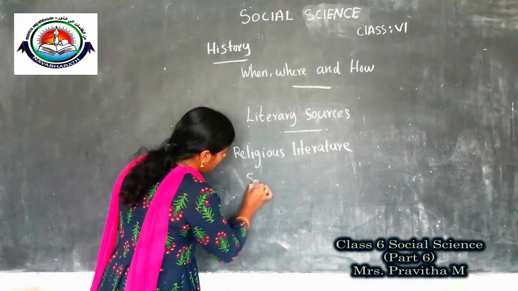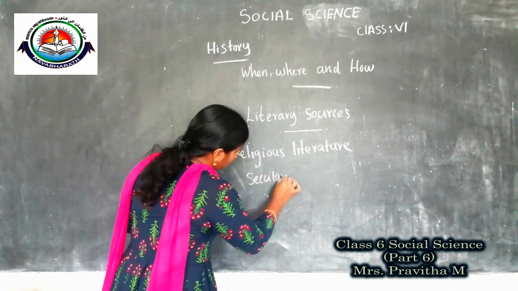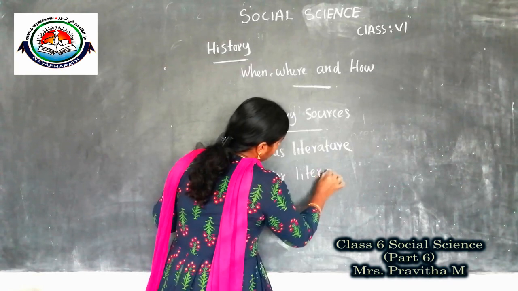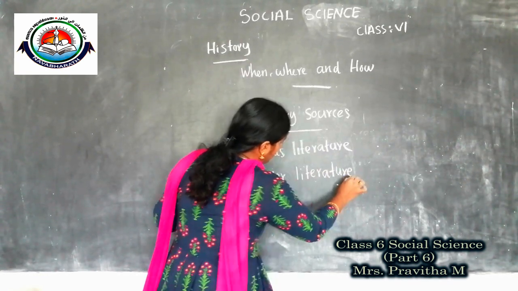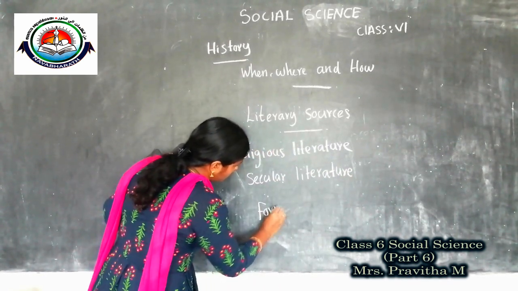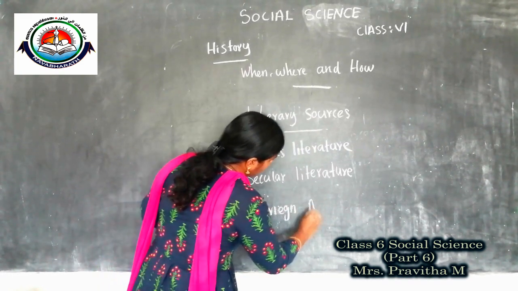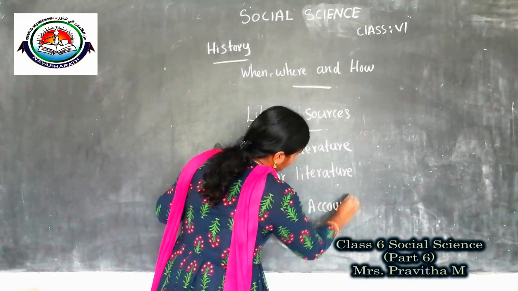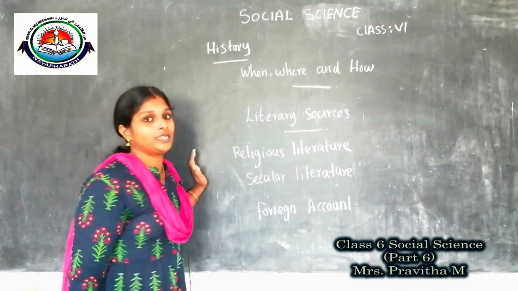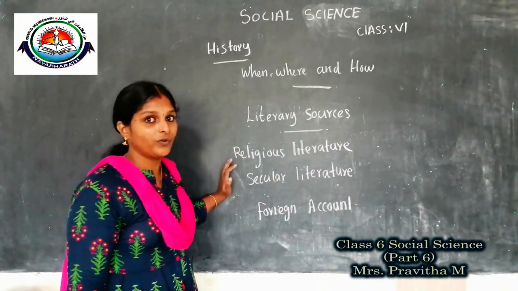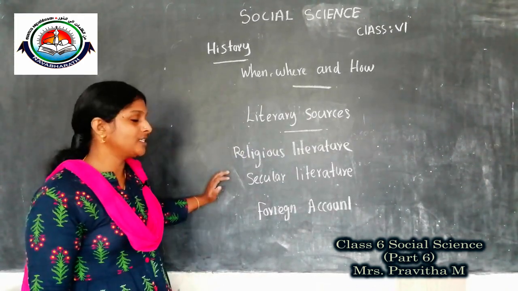We already discussed, children, that literary sources include religious literature, secular literature and foreign account. These are the three literary sources of history. Okay children, can we discuss each one?